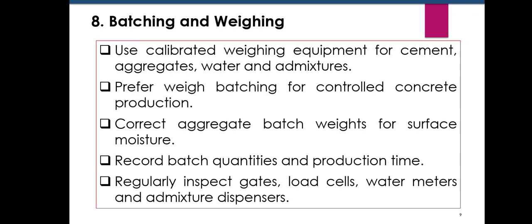So now is about batching and weighing. Accurate batching is essential for producing uniform concrete. Cement, aggregates, water and admixtures should be measured using calibrated equipment. Weigh batching is preferred for controlled concrete production. Aggregate batch weights must be corrected for surface moisture. The quantities used and production time should be recorded. Equipment such as gates, load cells, water meters, and admixture dispensers should be inspected regularly.